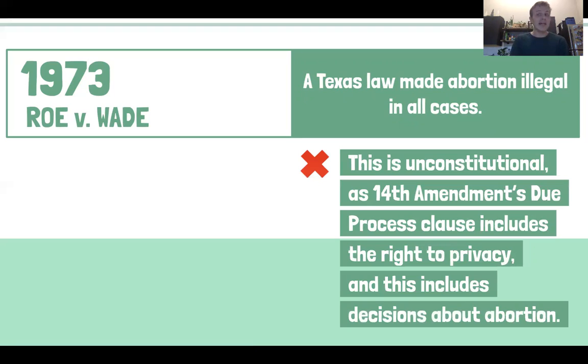What you're really going to be expected to know for the AP test is why, and that's because of the 14th Amendment's due process clause. They said, we've already ruled on this, that yes, the 14th Amendment's due process clause includes the right to privacy, and this includes early on decisions about abortion. Now, notice that little caveat there.